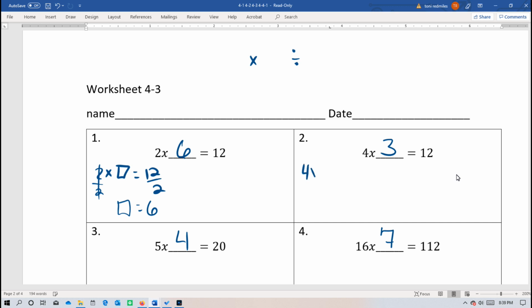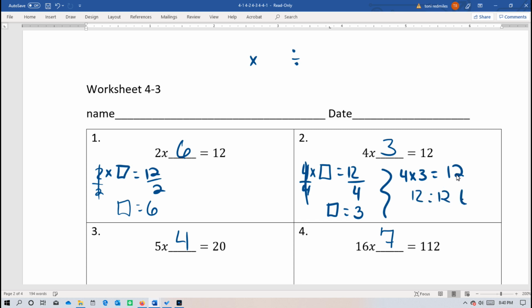All right, same thing here. I'm going to divide both sides by this 4 because that's the opposite operation. And that is going to give me, cancel, cancel, 4 goes into 12 3 times. Now, in this one, let's go ahead and test it. So I put the 3 in for the box, for the unknown. 4 times 3 happens to be 12. Look at that, it's true. So the opposite operation does work to give us the answer.